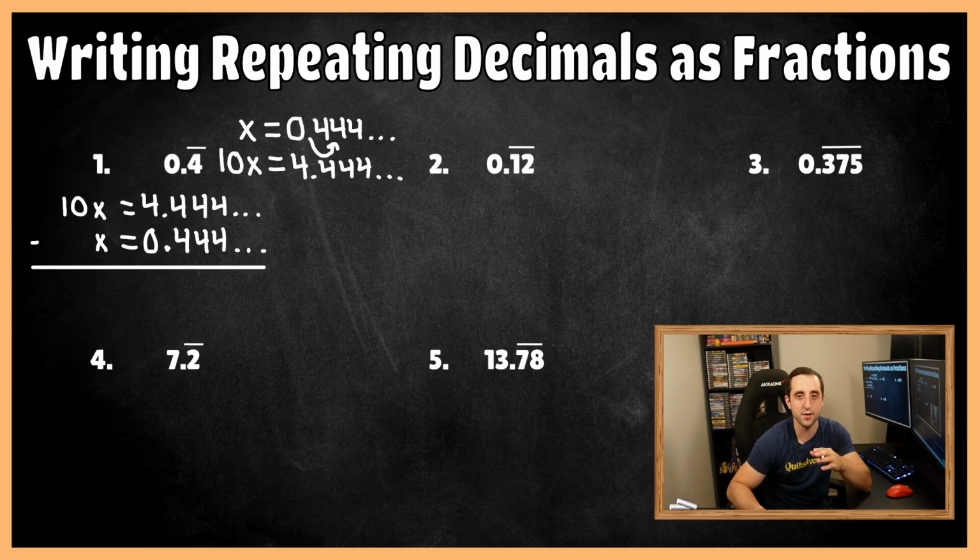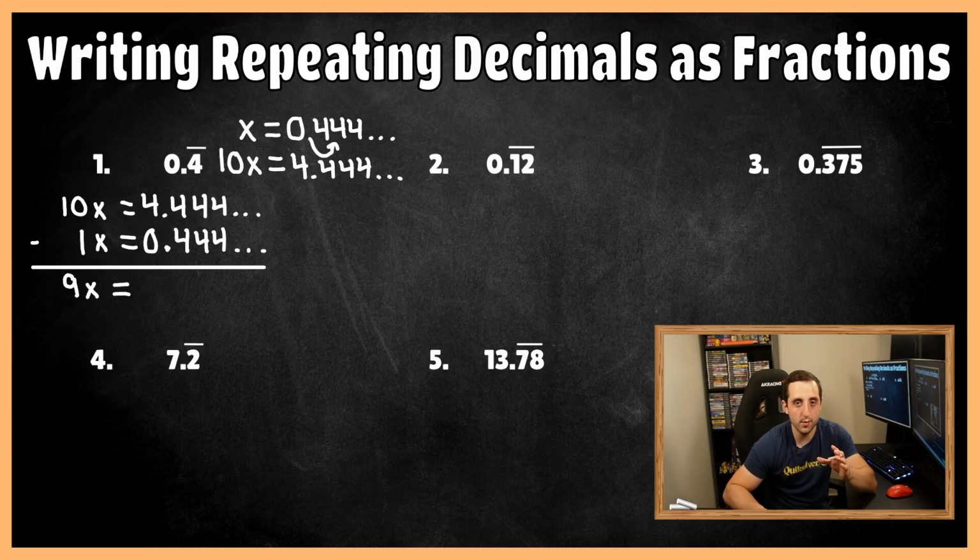So what is 10x minus x, right? There is a number in front of that x. It's simply just a 1. We just don't write it because 1 times anything is just going to be the same thing anyways. So that's why we simply write x. So 10 minus 1 is 9x equals.